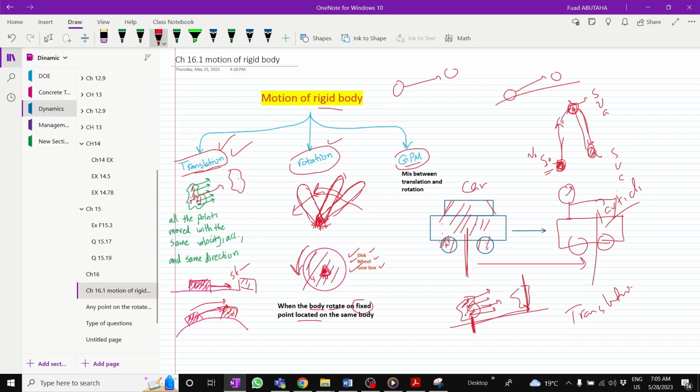At the same time, we have a wheel here. The wheel is actually rotating, right? So it is rotating on a fixed point at the middle of it, which is also part of this body. So it's a mixture of translation motion and also rotation motion. This is an example of how translation and rotation can be combined in the same rigid body.